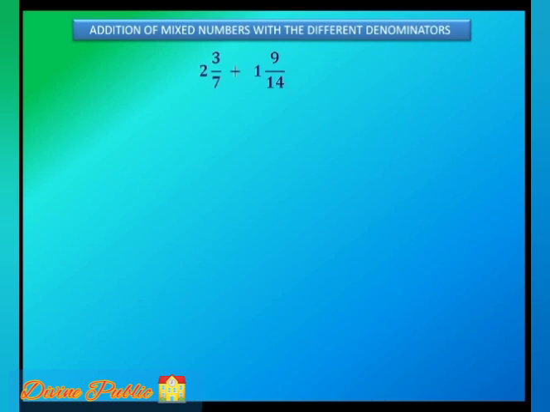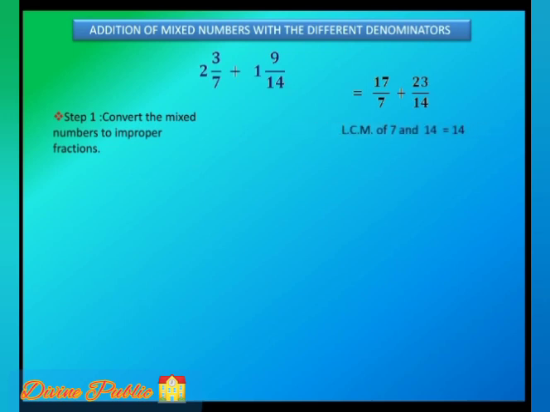Addition of mixed numbers with different denominators. See this example: 2 3/7 plus 1 9/14. While solving this question, firstly we have to convert the mixed numbers to improper fractions. So 2 3/7 equals 17/7, plus 1 9/14 equals 23/14. Now we have to find the LCM of the denominators 7 and 14, that is 14.